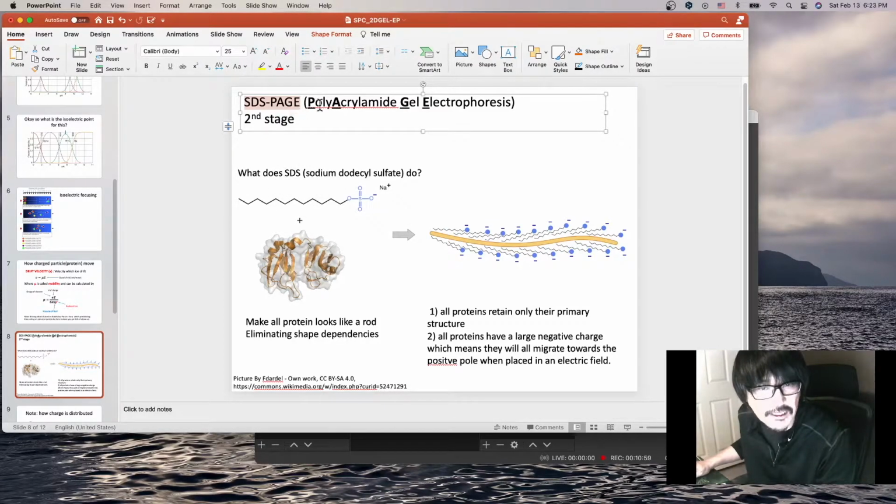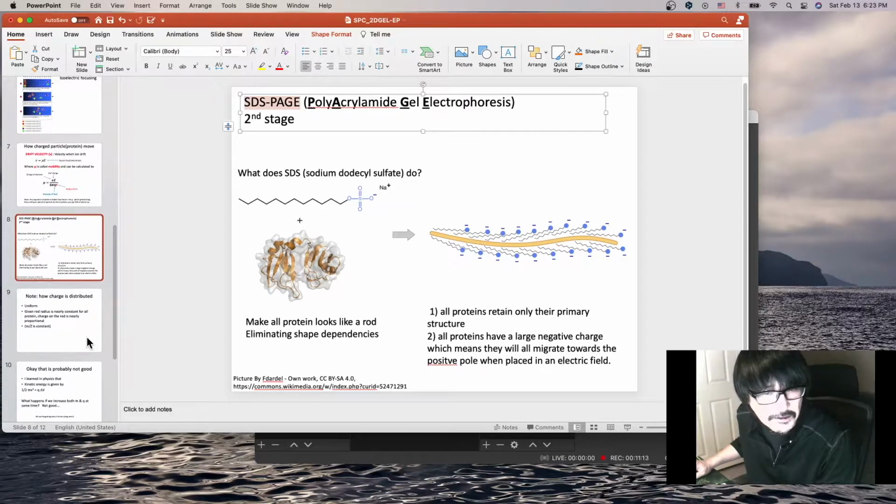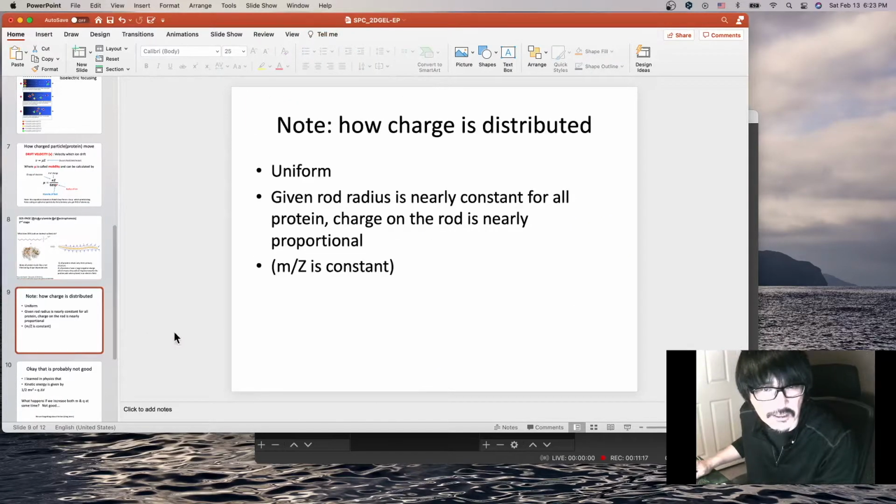And PAGE stands for polyacrylamide gel electrophoresis. It's just a gel, and you do the electrophoresis inside of this gel right here.